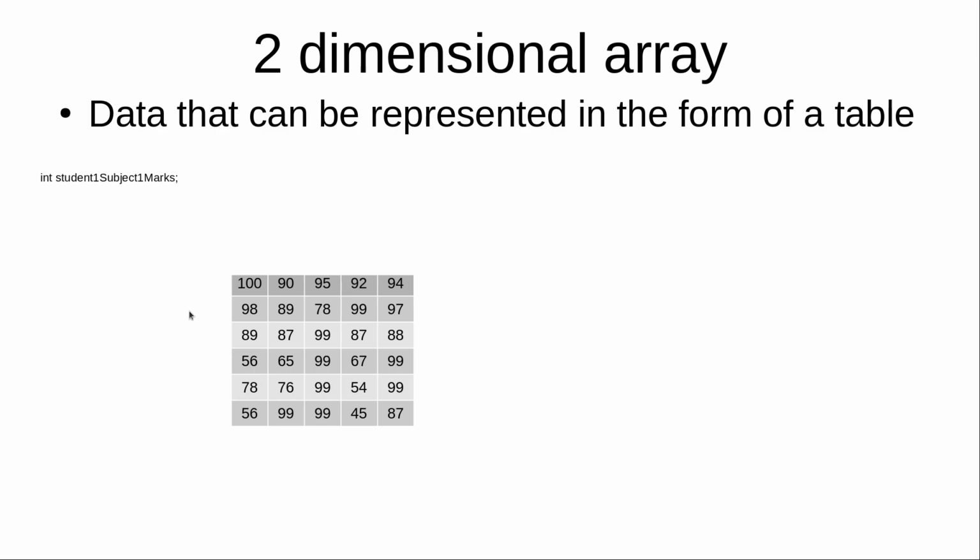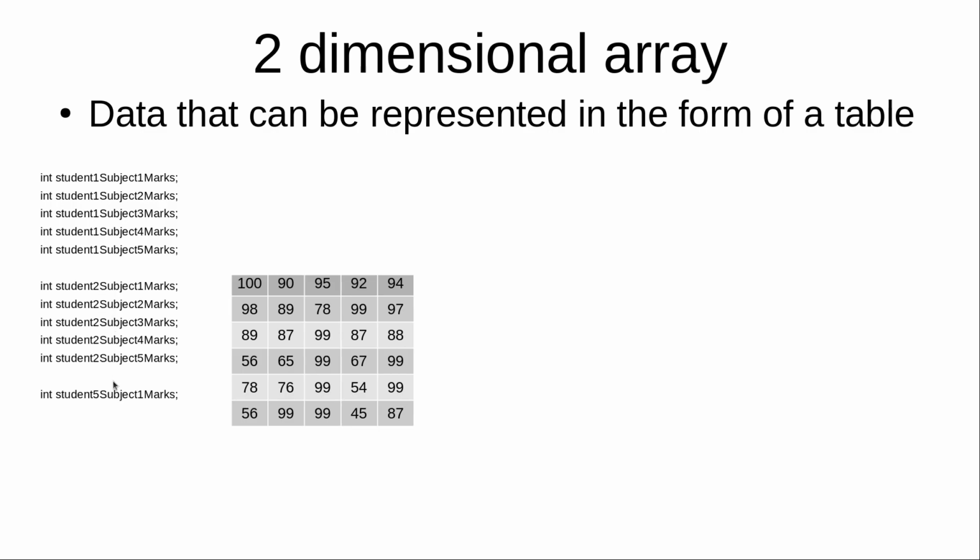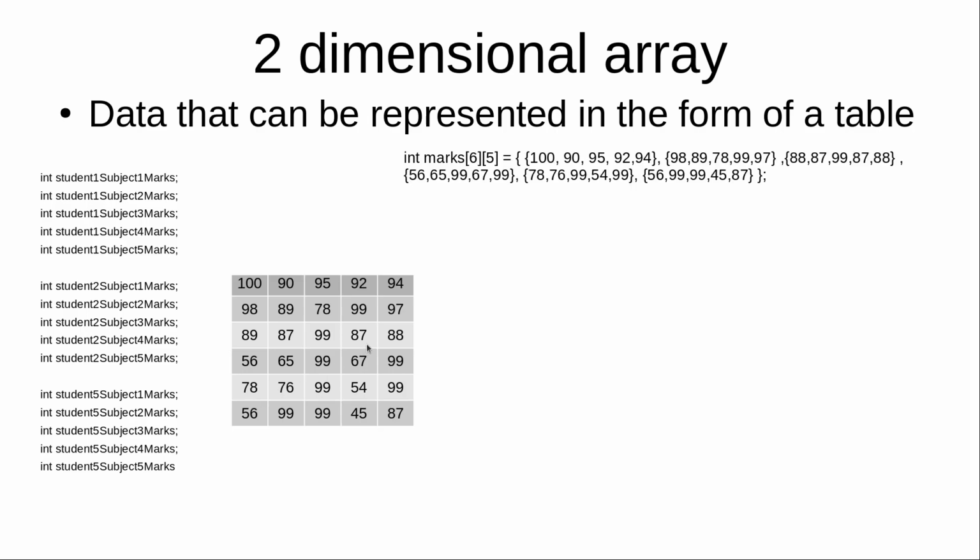If we are using the usual way of doing things without arrays, for each student we'll have 5 variables. For student 1 we'll have subject 1 marks, subject 2, subject 3, subject 4, subject 5. And for student 2 again we'll have another 5 variables. And for any other student, say student 5, again we'll have another 5 variables. As we have 6 students, we will need 30 variables to store all those values.